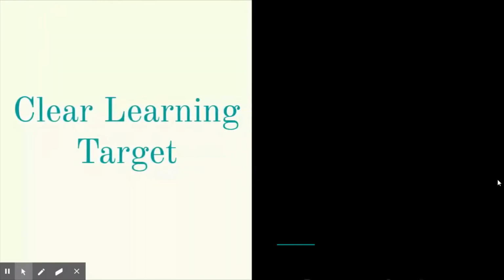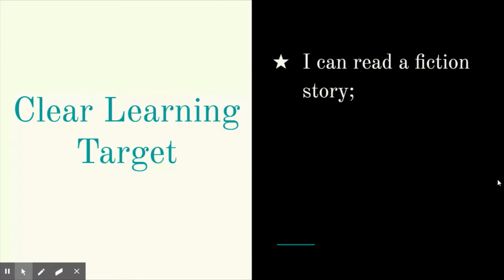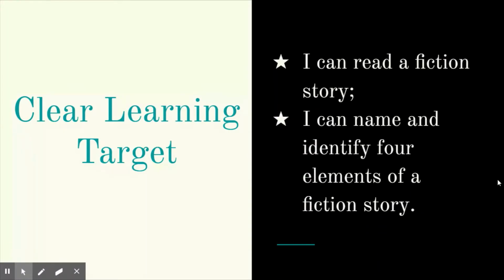The clear learning target for this lesson is: I can read a fiction story. I can name and identify four elements of a fiction story. How about we read this together? Let's do it. I can read a fiction story. I can name and identify four elements of a fiction story.